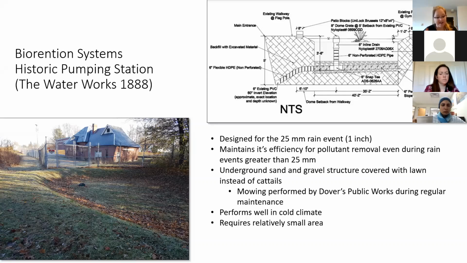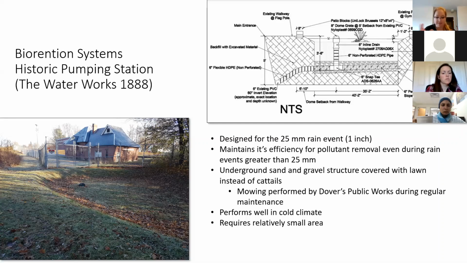However, they have found that these systems do maintain their efficiency for pollutant removal even during rain events that are greater than that 25mm of rain. Even if they were designed for a certain volume of water, they've noticed that the performance can remain the same even if they have significantly higher volumes of water entering the system.